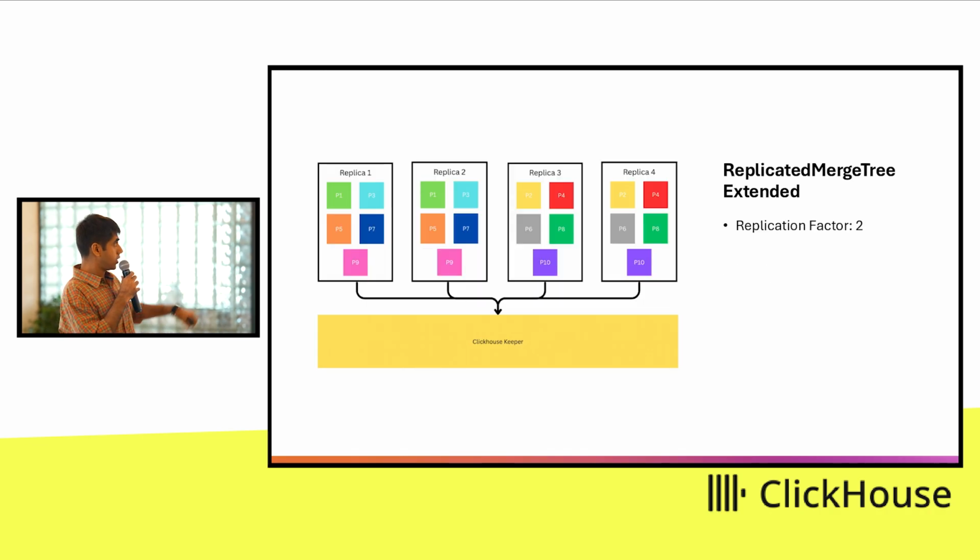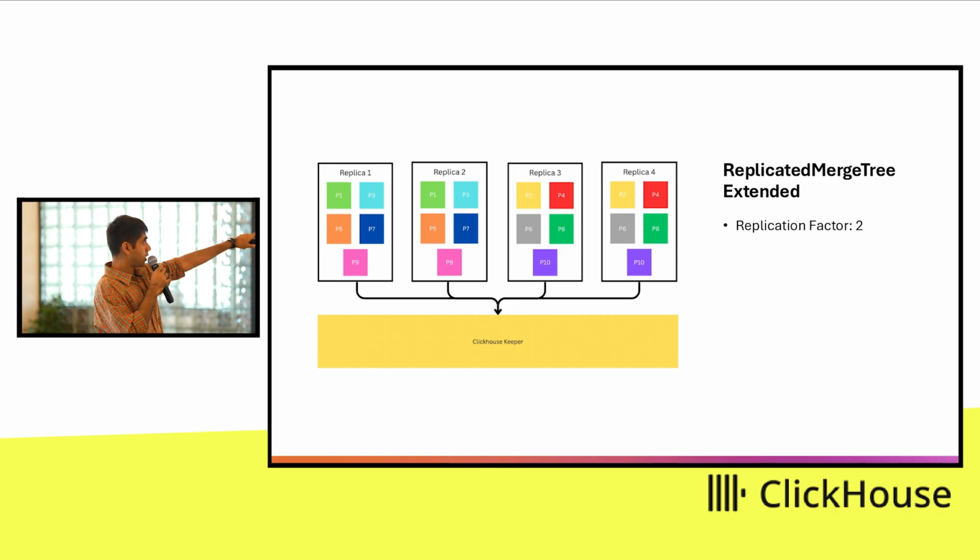Now if I move further, the concept says that you could extend the existing replicated merge tree engine, and once you do that, the same deployment would look like this. Notice the differences. I don't think the people at the back can see, but I'll try to explain. Notice that the distributed table is gone, the sharding layer is gone, and every node is now coordinating with each other using ClickHouse Keeper. Earlier it was only the replicas.